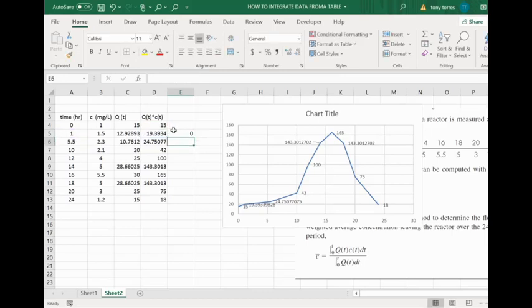Oh, sorry for that. Let me fix this. This one minus this one. There we go. So we got the first. Let's label this column, so we identify that column as area. Now I have that first area. That's perfect. That's what it is.